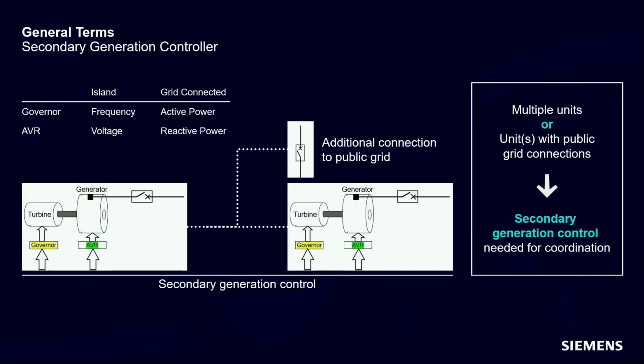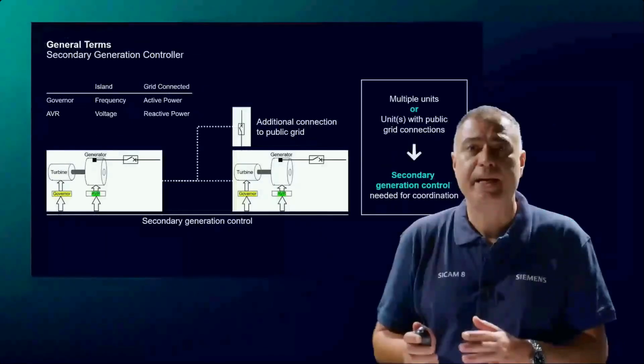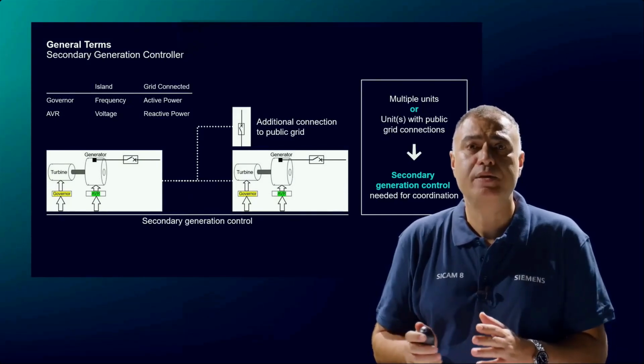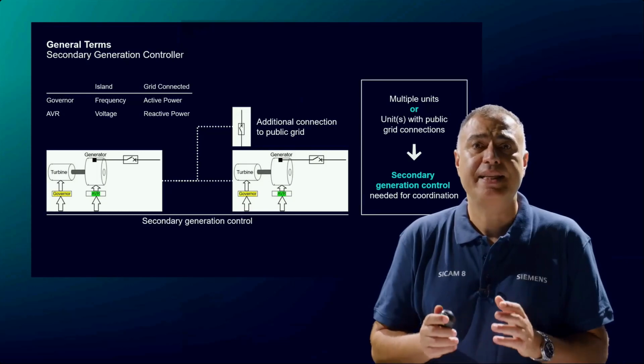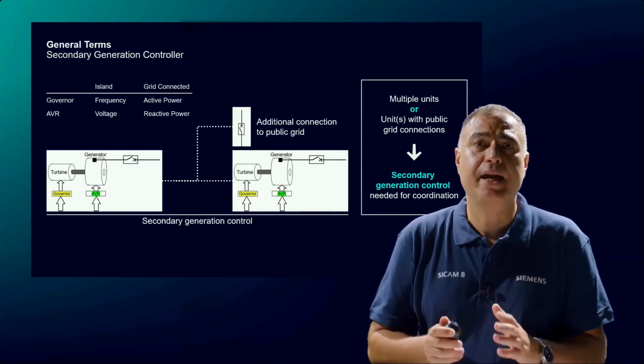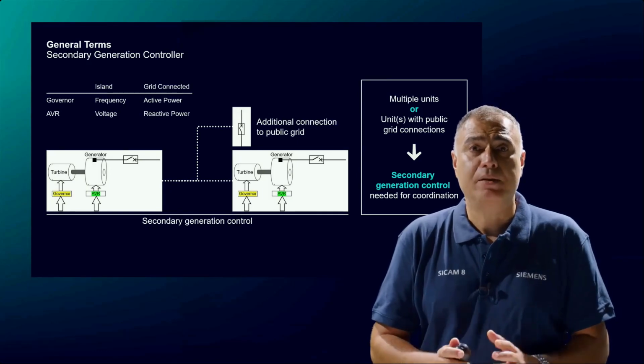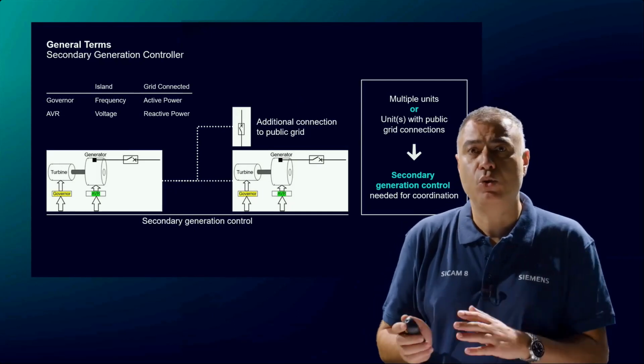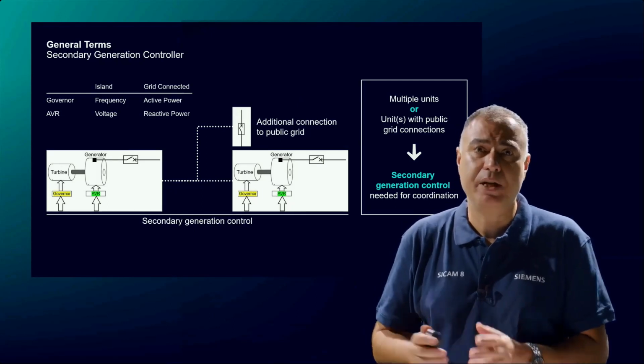Now, imagine that you have several generators in the local grid, or at least you have one generator with a connection to the public grid. In such a case, the primary controllers have to be coordinated with each other and with the power exchange to or from the public grid. This requires a so-called secondary controller, and that is exactly the task of our SICAM generation control. Apart from the secondary generation control function, this slide also shows a second characteristic that must be considered.